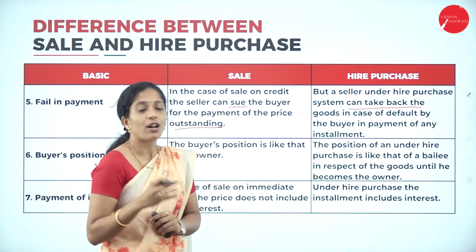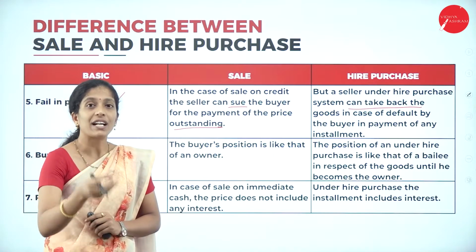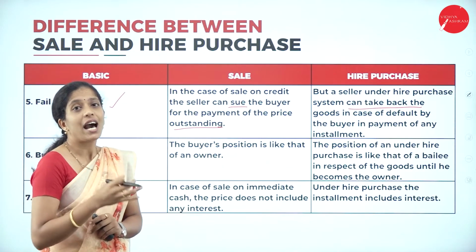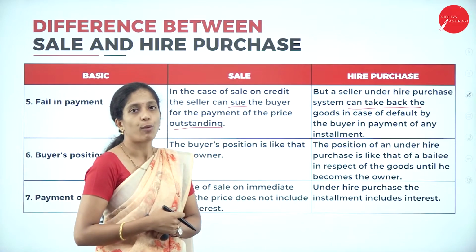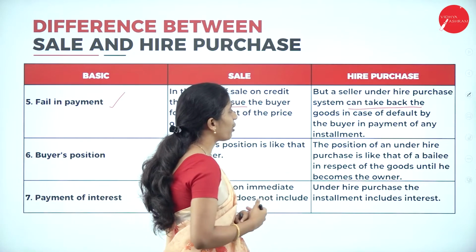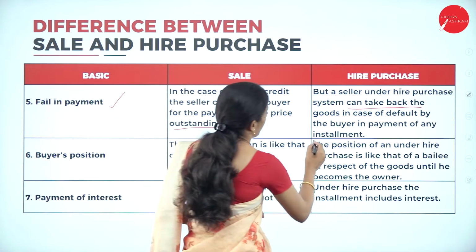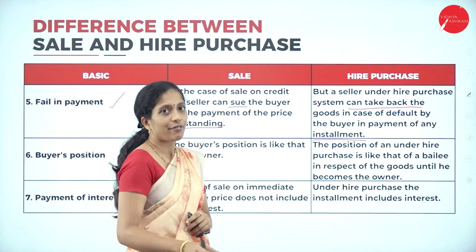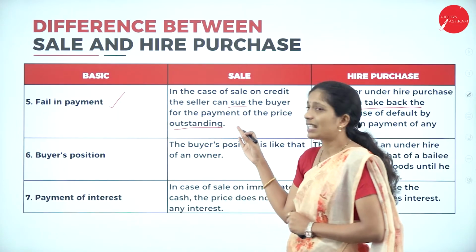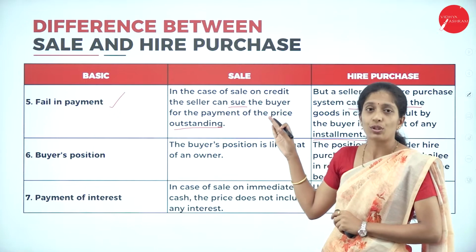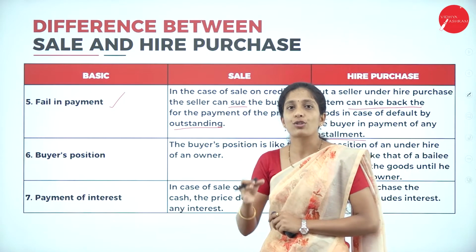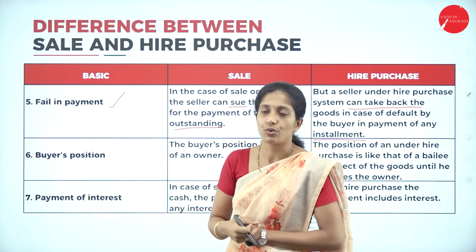Whereas coming to hire purchase, the seller under the hire purchase system can take back the goods. Here he cannot sue the buyer, but he can directly take back the goods if the buyer has not made the payment in the form of installment. He can take back the goods in case of default by the buyer in payment of any installment. So here I have told you the payment will be in the form of installment only. Whereas in sale, he can sue the buyer in court, in hire purchase he cannot sue, but he can directly take back the goods.